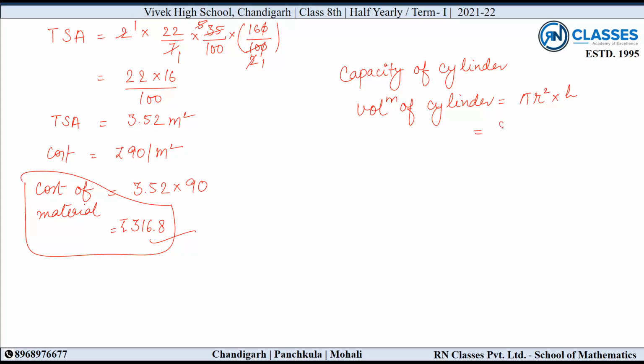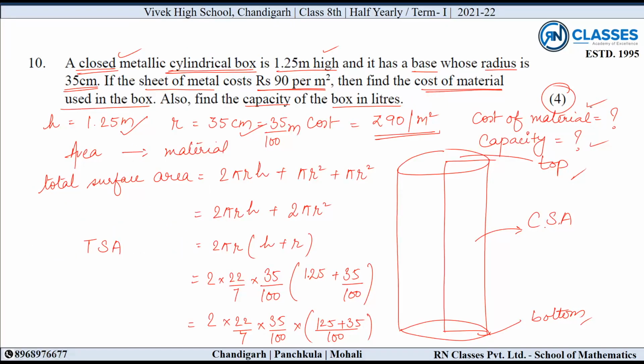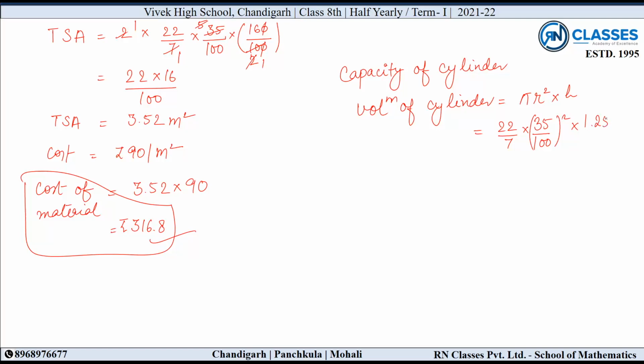ठीक है. पाई इज 22/7. आर इज इक्वल टू दिया हुआ है 35/100. इसका स्क्वायर इंटू व्हाट इज एच? एच इज 1.25. इसका भी एक ही बार में हम प्रॉपरली लिख लेंगे. 22/7 इंटू 35/100 इंटू 35/100 इंटू 125/100. राइट. 7 1 the 7 7 5s are 35.